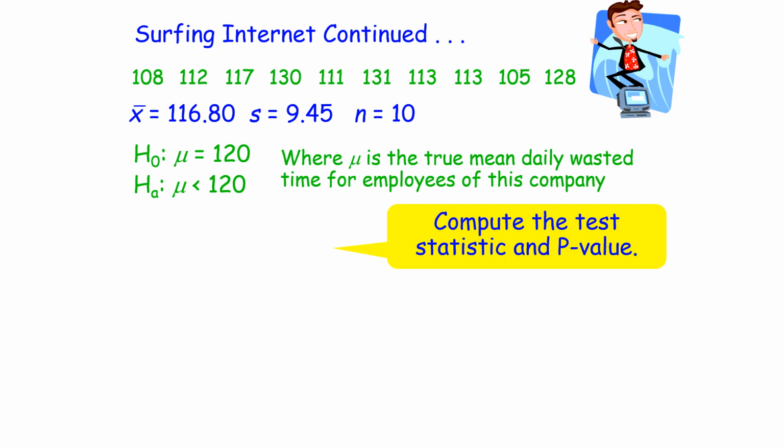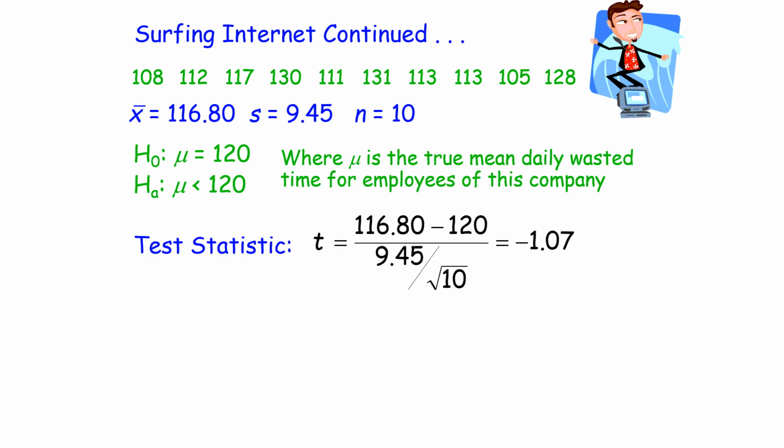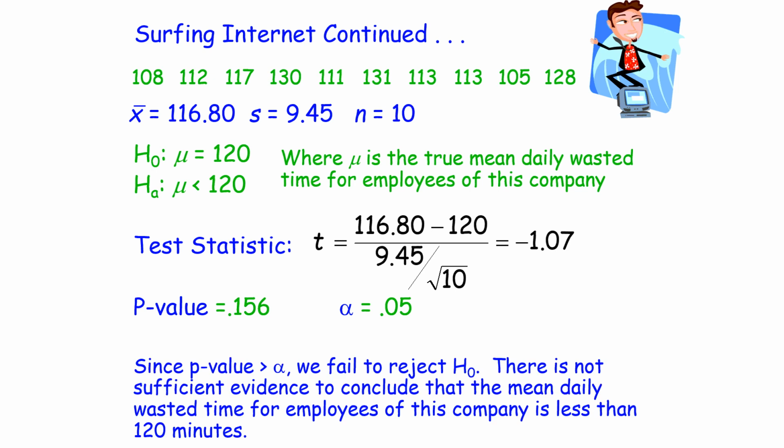So we'll now compute the test statistic and the p-value. We'll plug our values in for t, giving us a t-value of -1.07, which we'll look up in our t-table, which gives us a p-value of 0.156 using our alpha of 0.05. Now, since our p-value is greater than alpha, we fail to reject the null hypothesis. There is not sufficient evidence to conclude that the mean daily wasted time for employees of this company is less than 120 minutes.